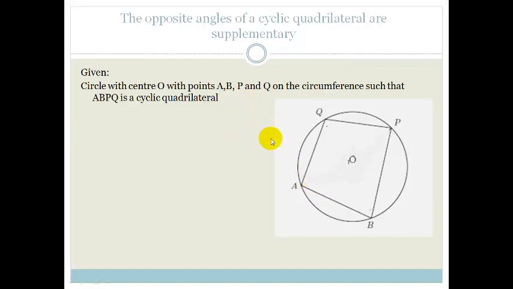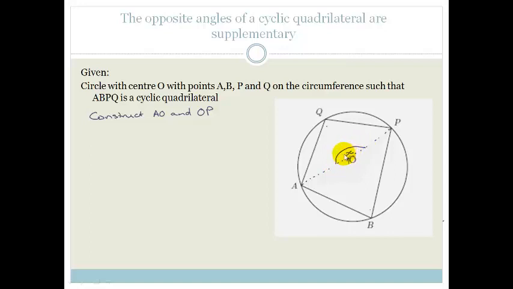It says circle with center O, with points A, B, P, and Q on the circumference such that ABPQ is a cyclic quad. And they want us to prove that the opposite angles of the cyclic quad are supplementary. So you know what I'm going to do? I'm going to start by joining AO and OP. So I'm going to construct AO and OP.